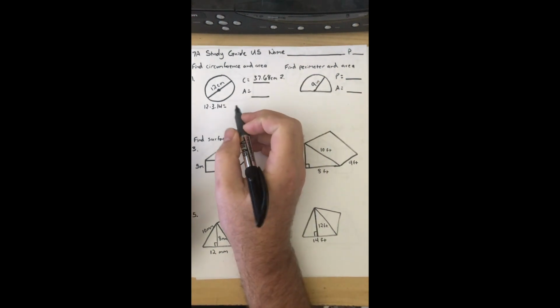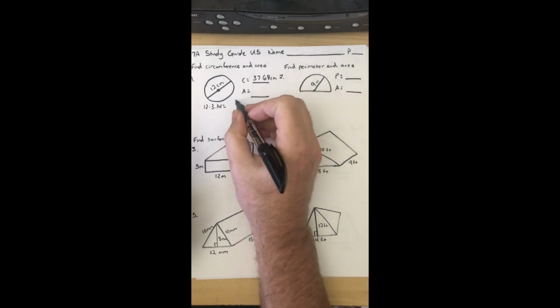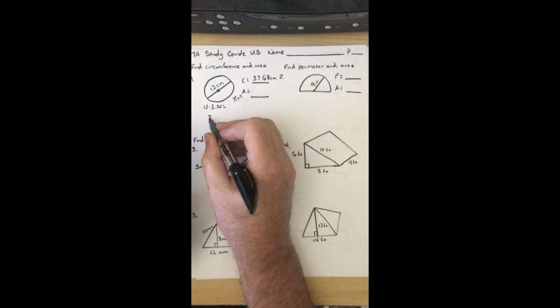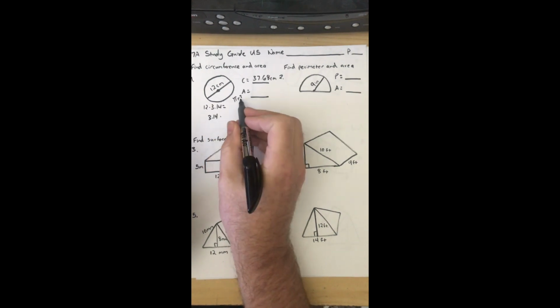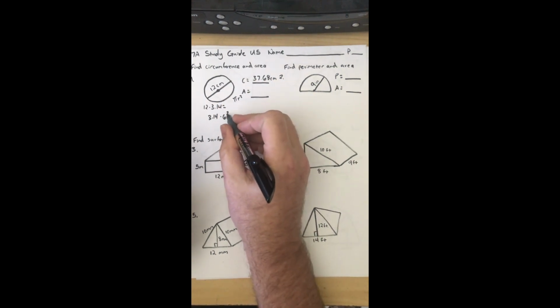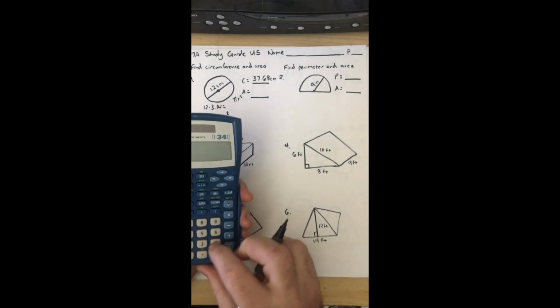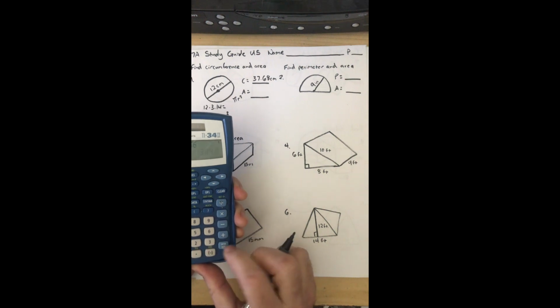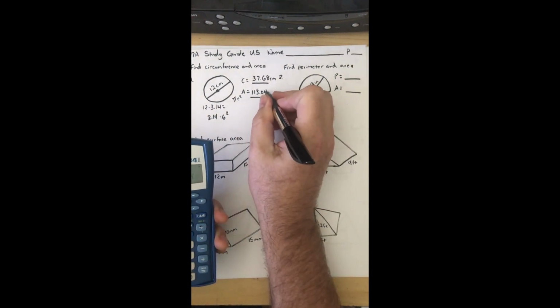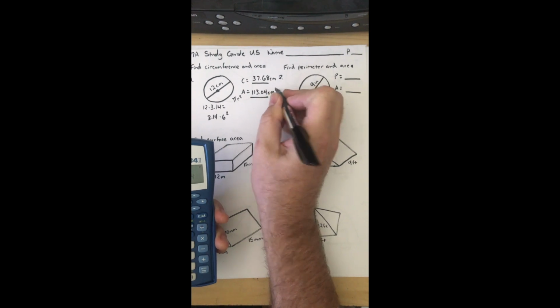Now the area is pi r squared, right? It'd be so much easier to find the area of a circle if pies were square. So it's going to be 3.14 times the radius, which is half of 12, which is 6, squared. So that's 3.14 times 36. And that gives me 113.04 centimeters squared.